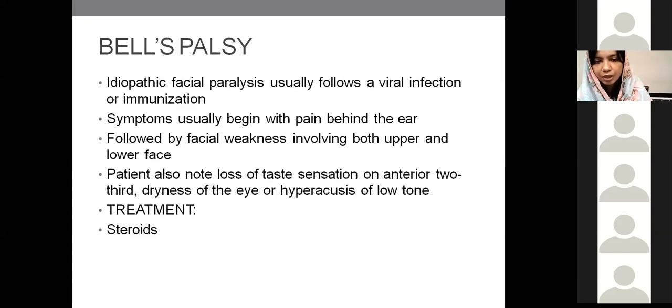Now, a few sentences about Bell's palsy. It's an idiopathic facial paralysis, usually following a viral infection or immunization. Symptoms usually begin with pain behind the ear, followed by facial weakness involving both the upper and the lower face. Patients also note loss of taste sensation on the anterior two-thirds of the tongue, dryness of the eye, or hyperacusis of the lower tone. The treatment includes steroids.